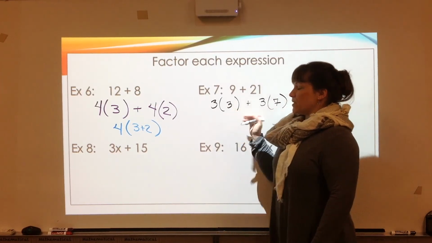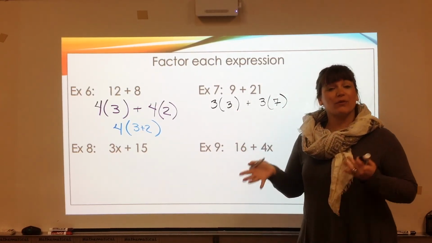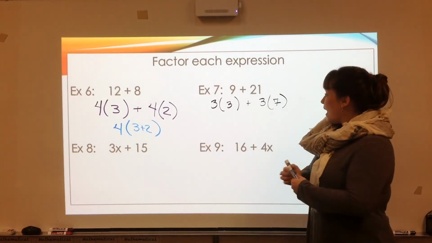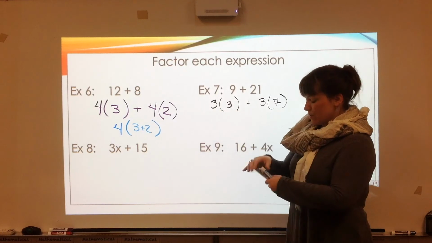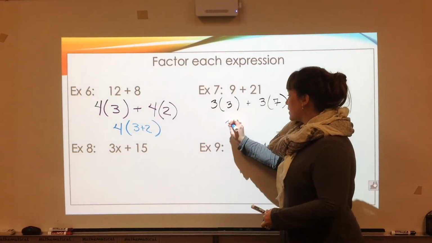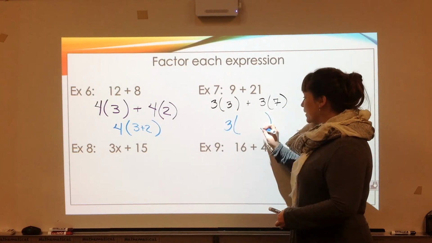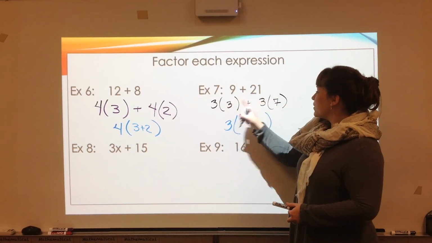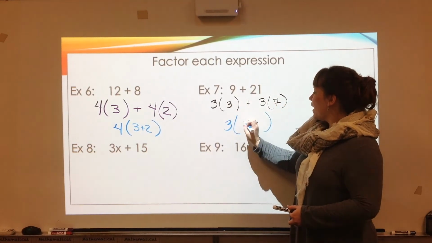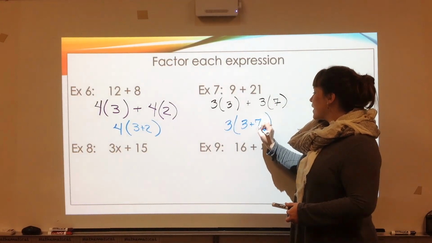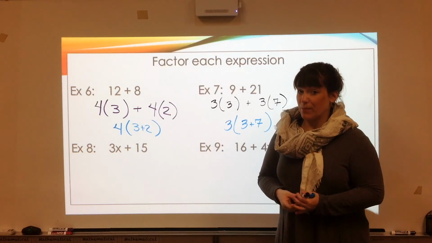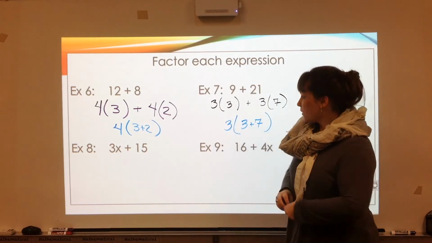Now I have something that looks like the distributive property once we draw those arrows. And now I'm going to go backwards. I'm going to just take one of these 3's and place it on the outside of one set of parentheses. And now I'm going to take the numbers here, 3 and 7, and put them on the inside. So it's basically doing the distributive property backwards.